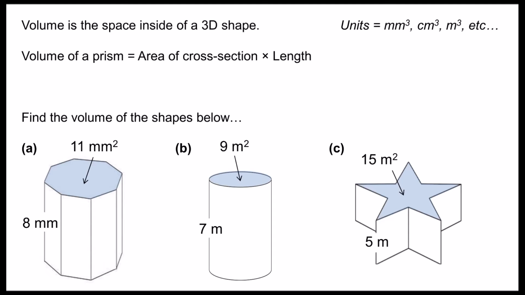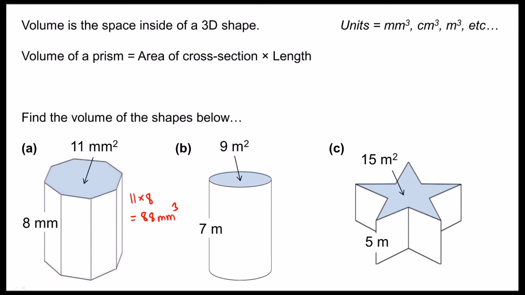So here's some examples of that. In each of these examples, the cross-section is given to us. For part A, I can say that the area of the cross-section is 11 millimeters squared. If I times this by its length, which is 8, I get 11 times 8, which is 88 millimeters cubed. That would be the volume of the shape.